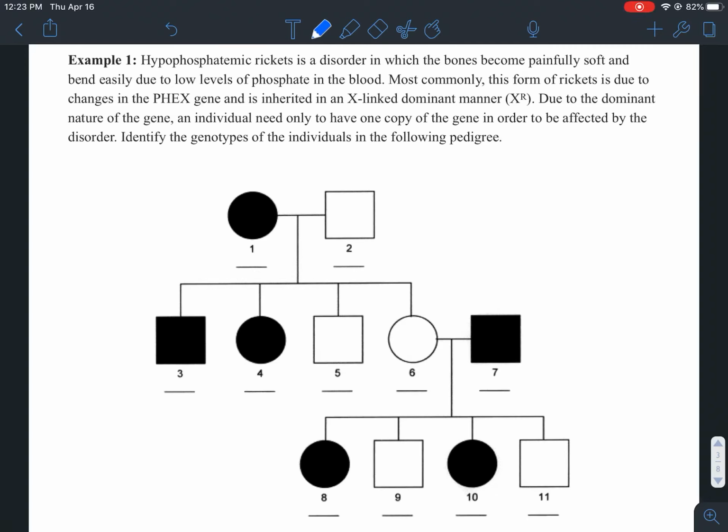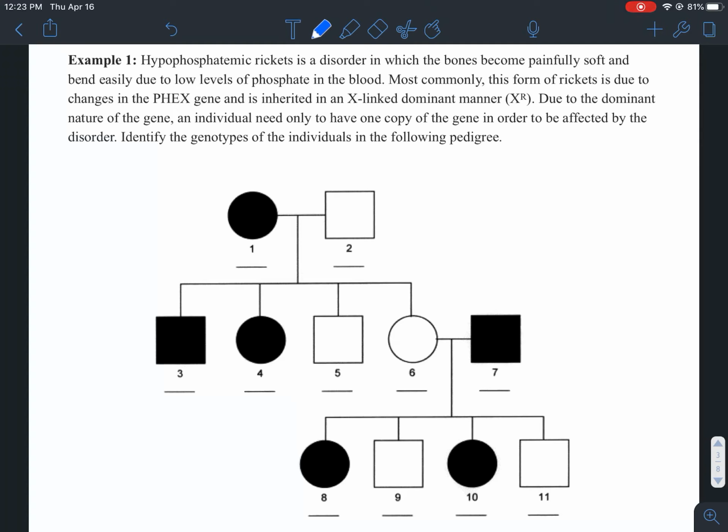All right, switching gears here. This example of hypophosphatemic rickets, I hope I'm saying that right, is an example of a dominant trait. And the tough thing about pedigrees that have dominant traits is that an individual only needs one copy of that allele in order to show the trait.